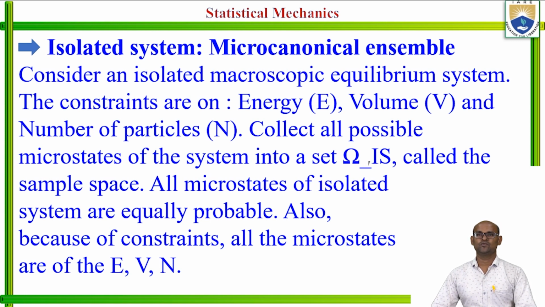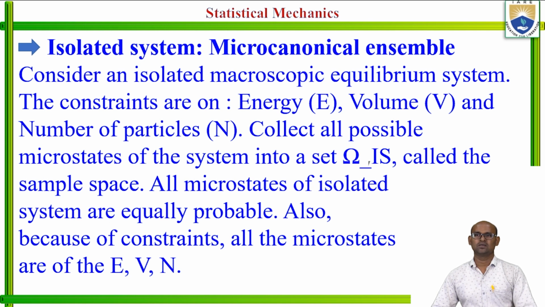Okay. So first, for example, I am discussing an isolated system, for which we can construct a microcanonical ensemble. We have a physical system which is an isolated system, and for this isolated system we can construct a microcanonical ensemble. Let us consider an isolated macroscopic equilibrium system. The constraints on this isolated system are energy, volume and number of particles, E, V, N. These are the constraints. Collect all the possible microstates of the system into a set called omega IS.